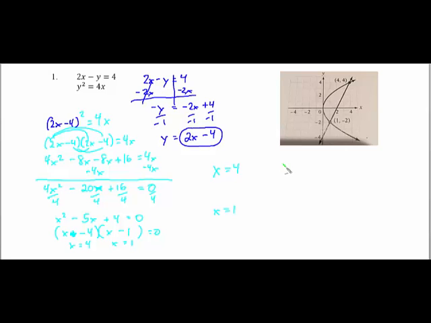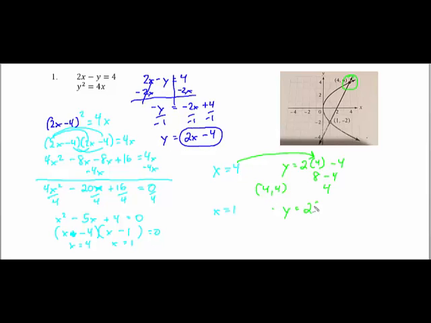Because now if I go y equals 2 times 4, that's where I'm plugging that in there, minus 4, you can see that this is going to be 8 minus 4, which is 4. So x is 4, y is 4, that's the point (4, 4). Now you'll note that that is actually this point right up here. Again, with the picture, you kind of know where your answers are, but you're not going to have that on the test. Now I'm going to plug the 1 into that equation, this y equals 2x minus 4.